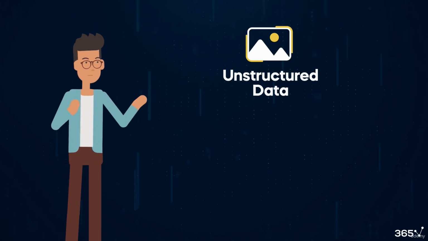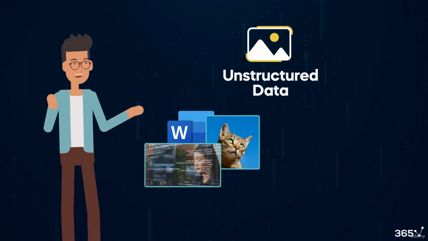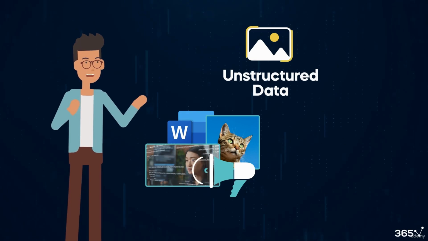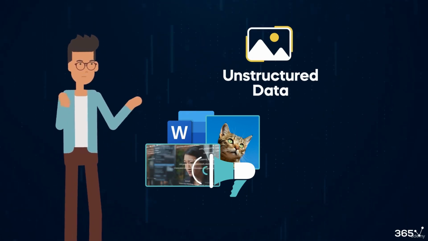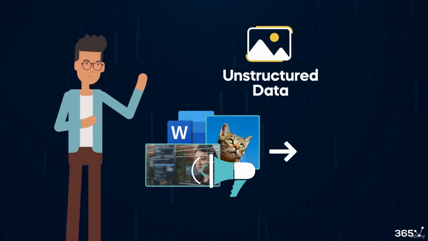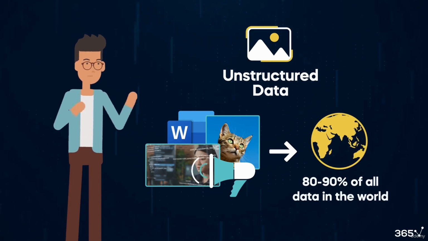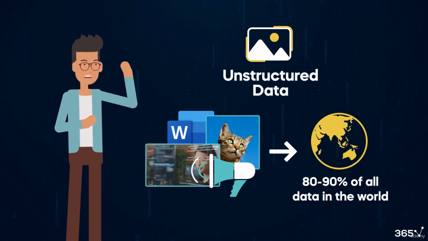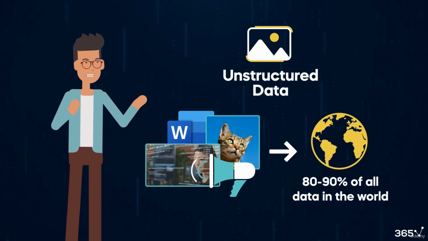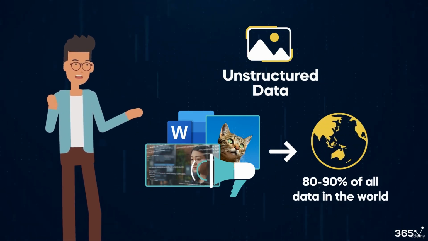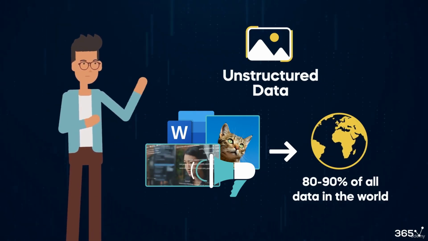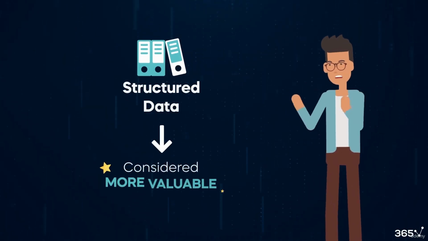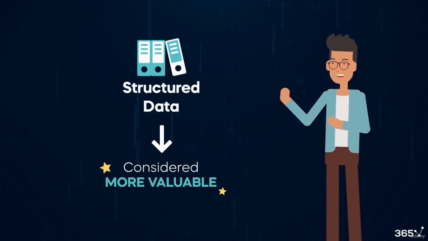Unstructured data, such as text files, images, videos, and audio files, lacks a defined structure and cannot be organized into rows and columns. 80 to 90% of all the world's data is unstructured data. This means that most data doesn't have this simple row-column predefined field structure. In the past, structured data was considered more valuable because it was easier to analyze.